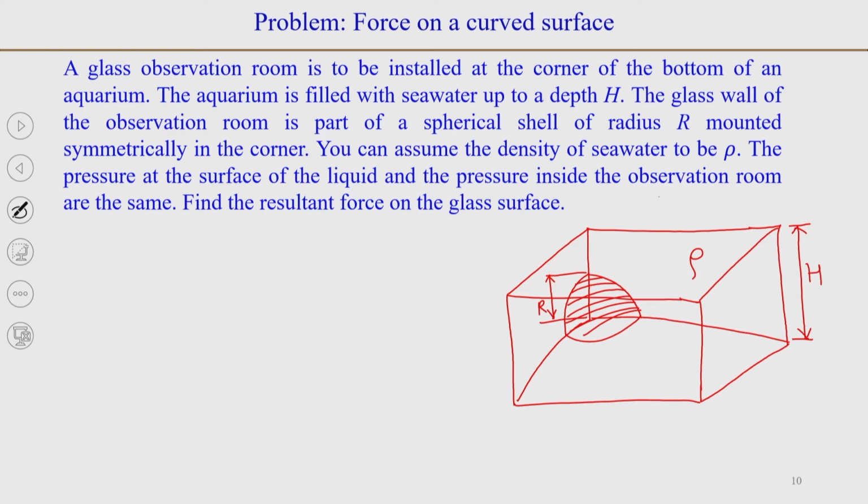The pressure here is P naught, and the pressure on the other side of the observation room, where there is air, is also P naught. So, we do not need to consider P naught in our analysis. Now, what we need to find is the resultant force on the glass surface. This glass surface will have 3 projections in all 3 directions: on the 2 side walls and the bottom wall.